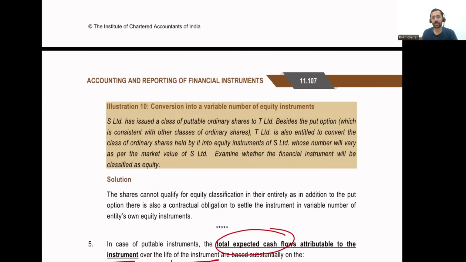Let's now move on to illustration number 10. S Limited has issued a class of puttable ordinary shares to T Limited. So S Limited has puttable ordinary shares. There is a put option that T Limited has, which it can use to redeem the instrument back for cash. Besides the put option, T Limited is also entitled to convert the class of ordinary shares held into equity instruments of S Limited, whose number will vary as per the market value of S Limited. So what the question is saying is T Limited has another option also.